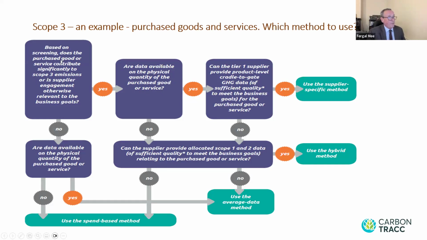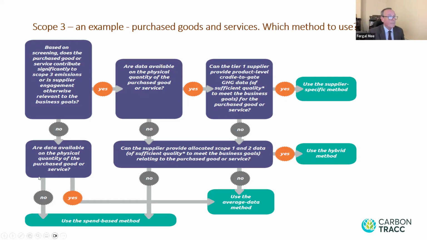Based on our initial screening, does the good we buy or the service we buy contribute to our scope 3 emissions, or is supplier engagement relevant? No. Are data available on the quantity of the goods purchased or the service? If we have no data available, we use the spend. So we use an enhanced environmental impact output model to show us how much we have spent on laboratory glassware, for example, and use that to quantify our scope 3 emissions, and so on and so forth.